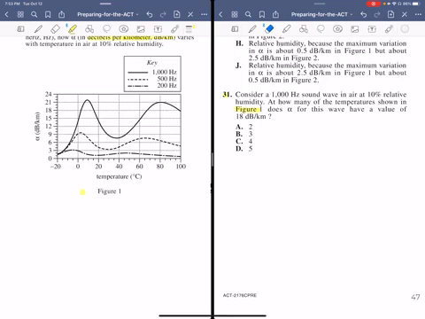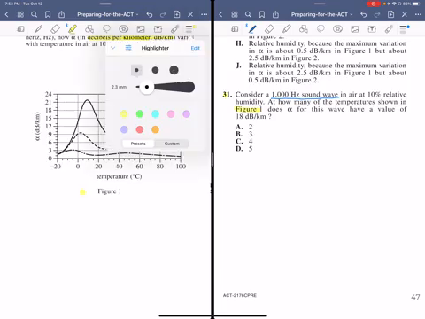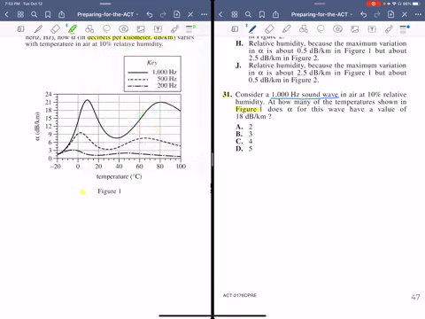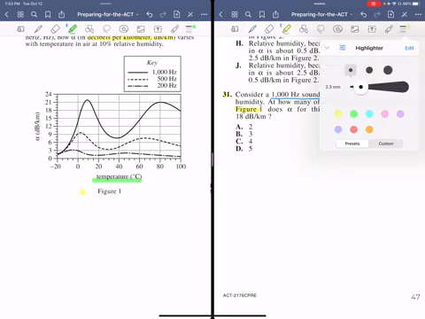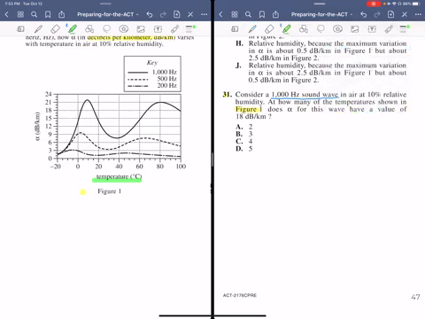Okay, what other information have we been given? It's saying consider this 1000 hertz sound wave. Okay, let's take a minute and look at figure 1. Here on the bottom, we have temperature. Okay, and they want to know a little bit about temperature. There is a part where they're saying, hey, right there, how many of the temperatures shown? Like we're going to be referring to that. Okay, what else does it give us?